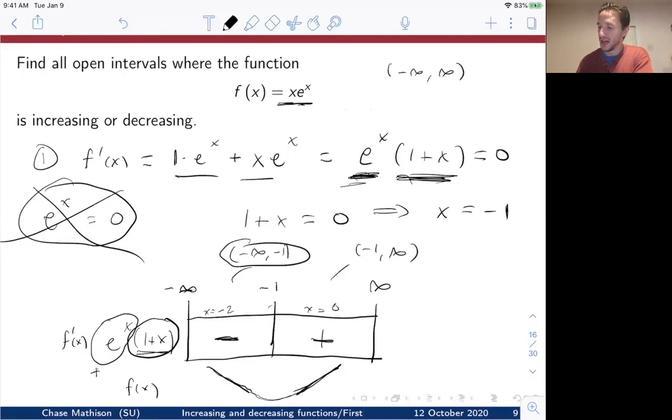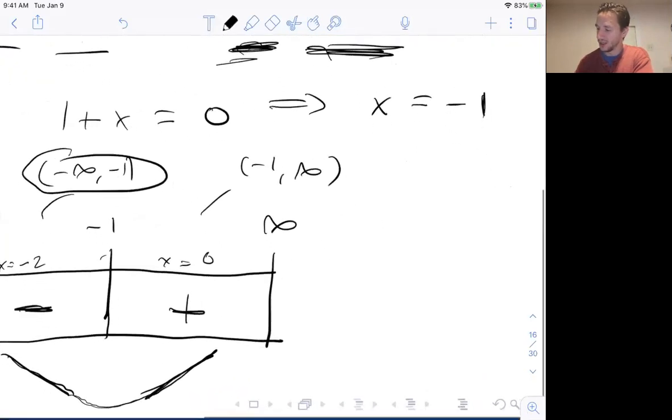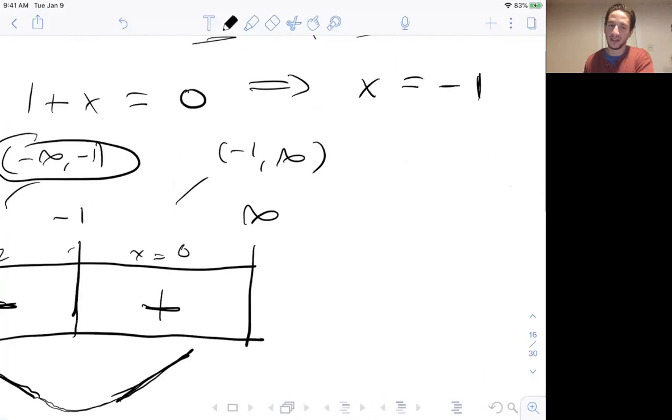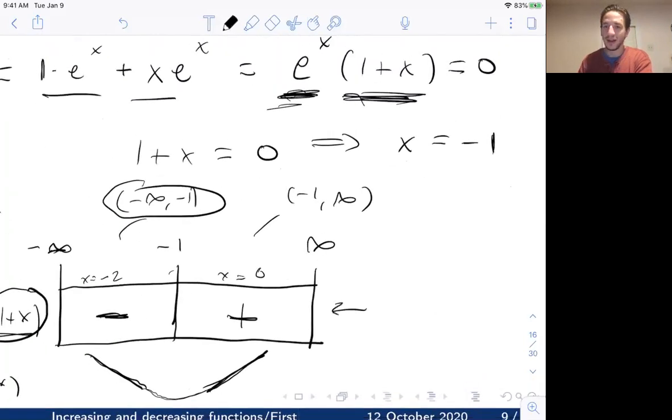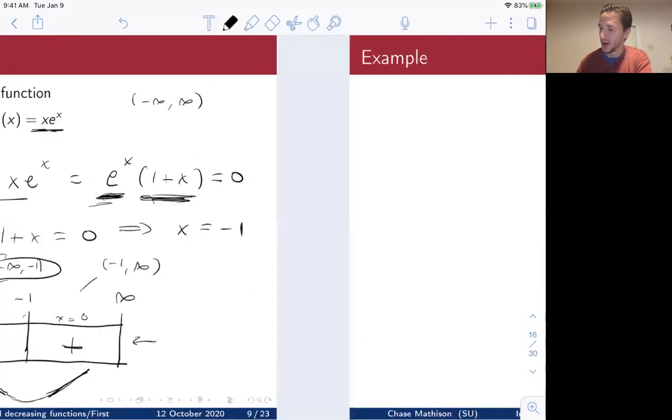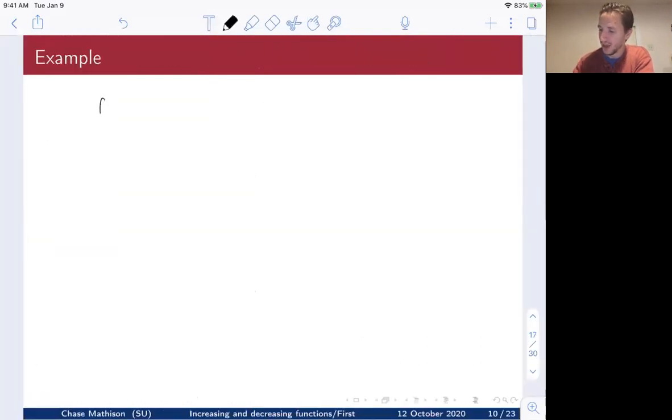But we do need to give a final answer here, okay? So my final answer, this table, honestly, if you're in a time crunch and you just have this table on the exam, that's going to be fine for me. But you should write out your full answer.